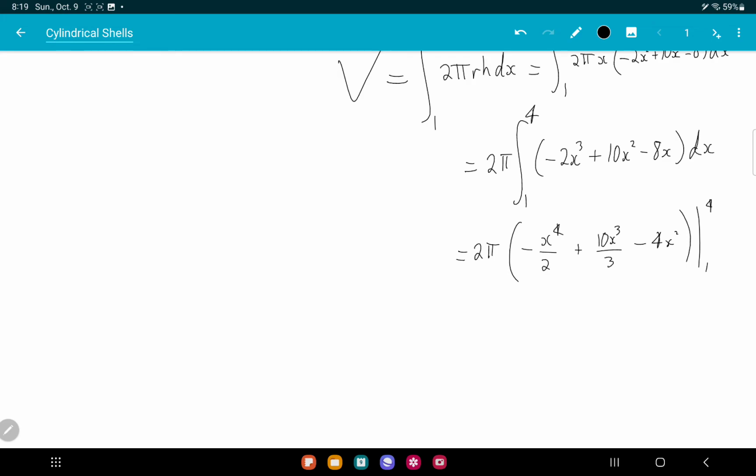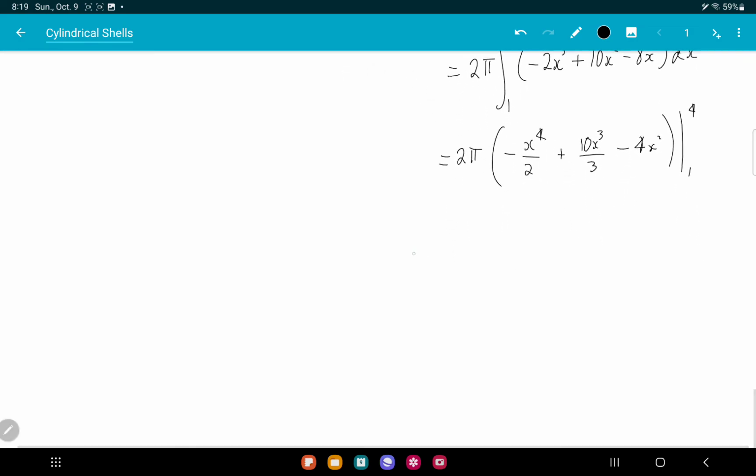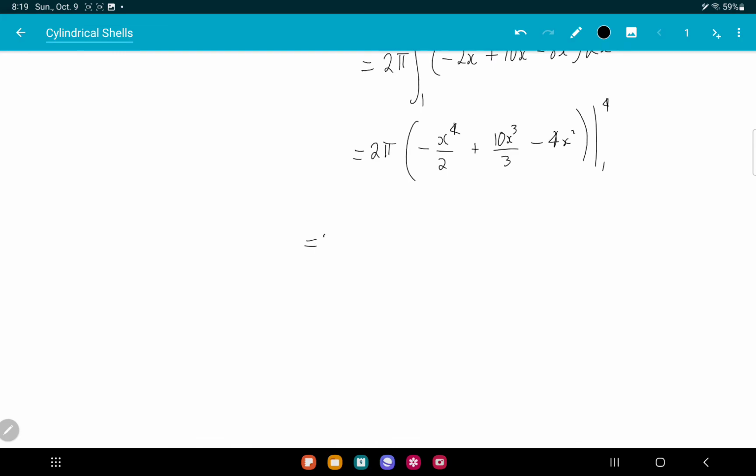Okay, moving on. Now the fun part. Plug in those numbers. What do you get? You get a headache. Okay, 4 to the power of 4. What is that? Ooh, too big. 256 divided by 2 is minus 128. 4 cubed is 64. Oh, 640 over 3. Oh, that stings. Minus 64. And then minus minus 1/2 plus 10/3 minus 4.